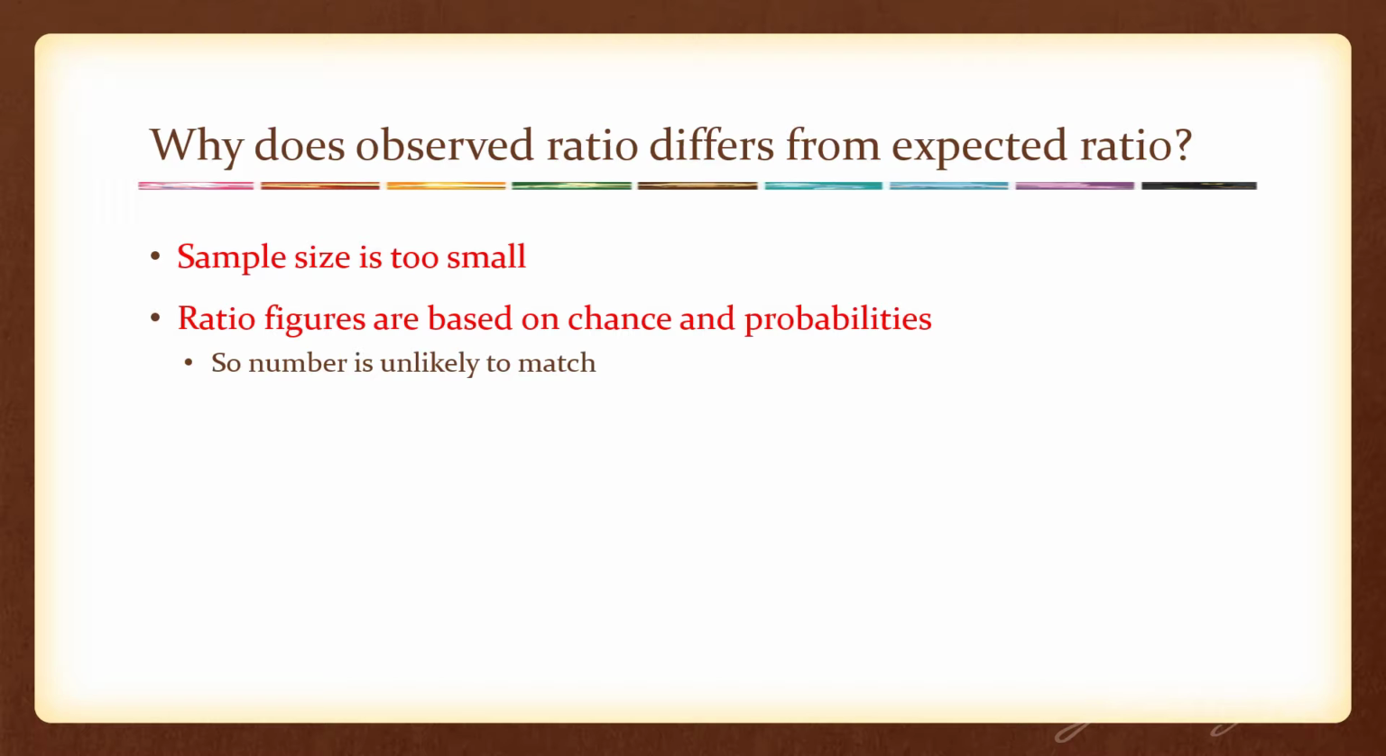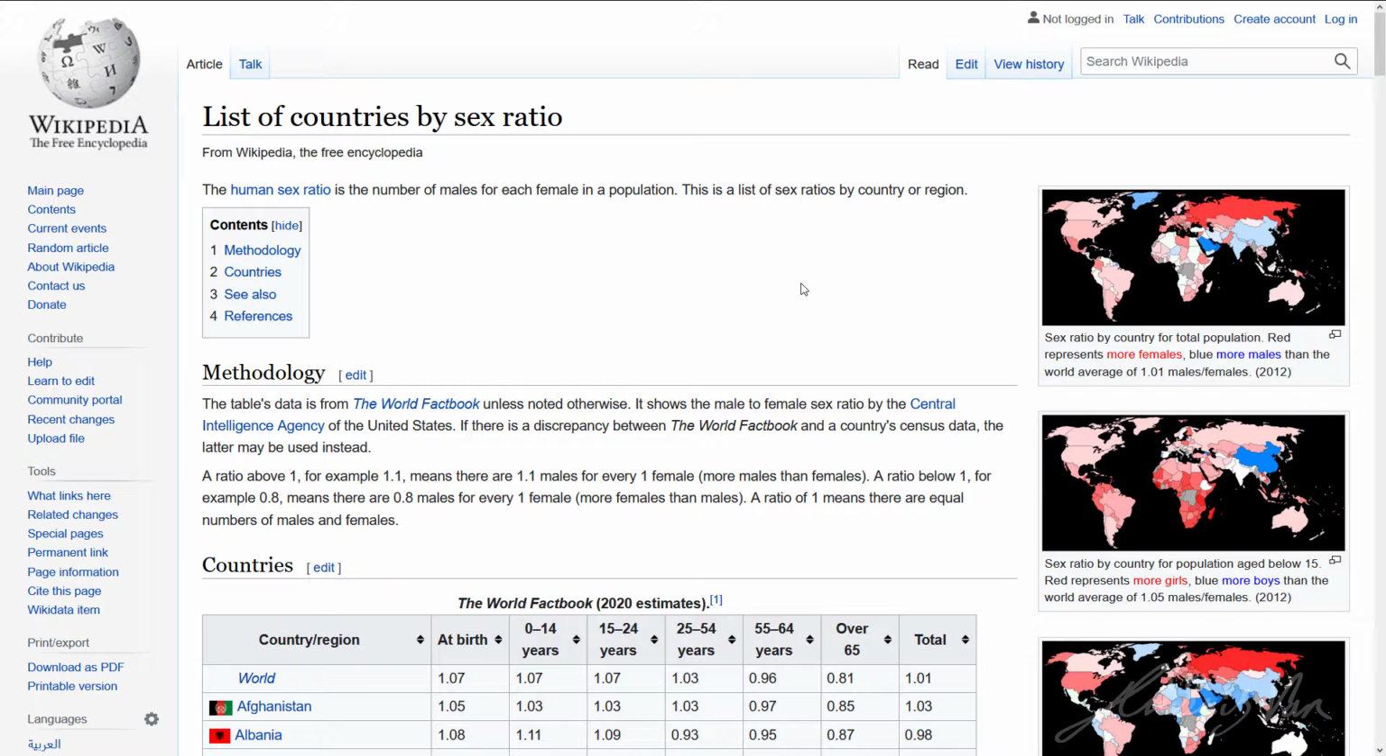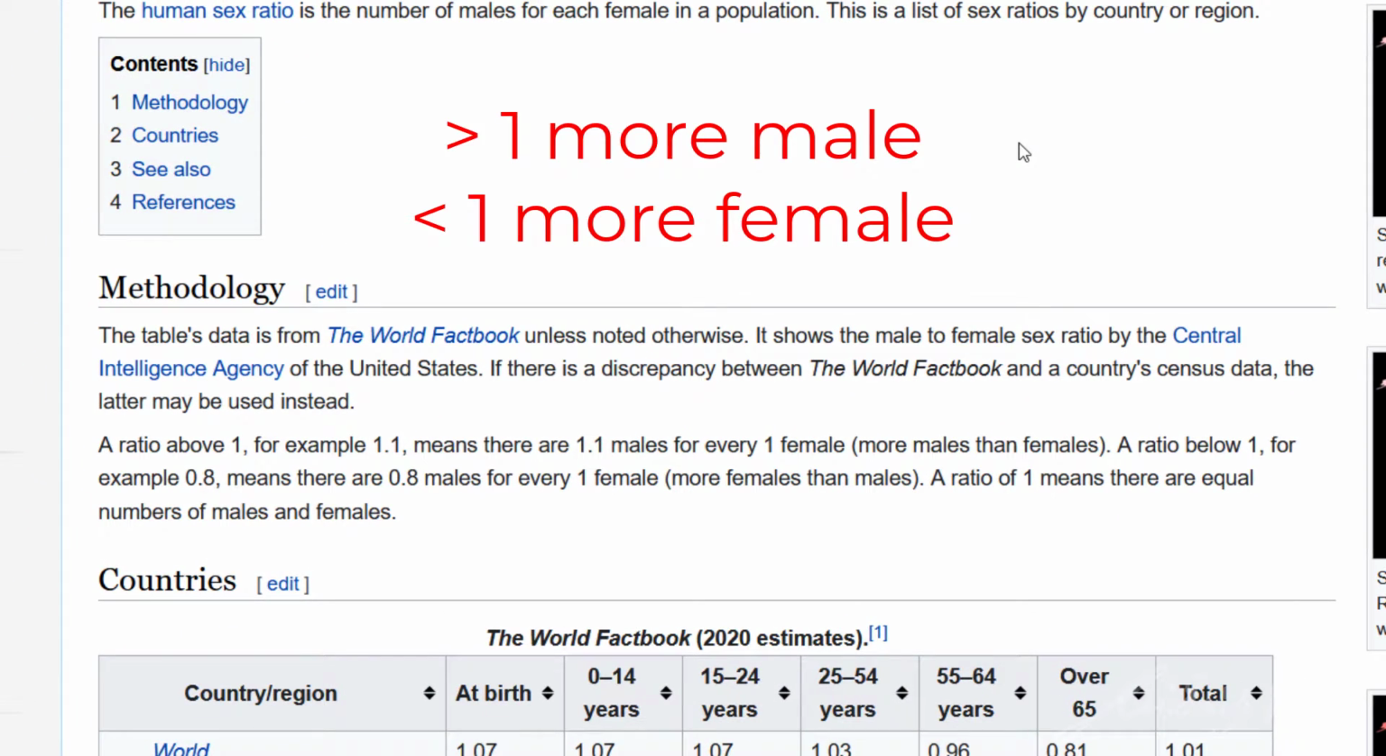We can check the population of the whole world. Now, if you go to the Wikipedia page on list of country by sex ratio, you can actually get all the information that you need. A very big sample size or the whole sample size because we can see information from the whole world. But just take note, the ratio is shown in the form of male is to female. That means if the ratio is more than 1, there are more male than female. If the ratio is less than 1, there are more female than male.